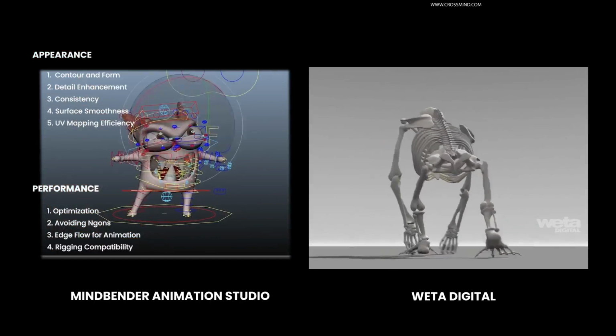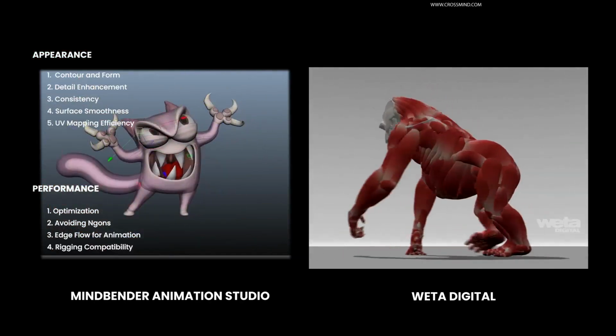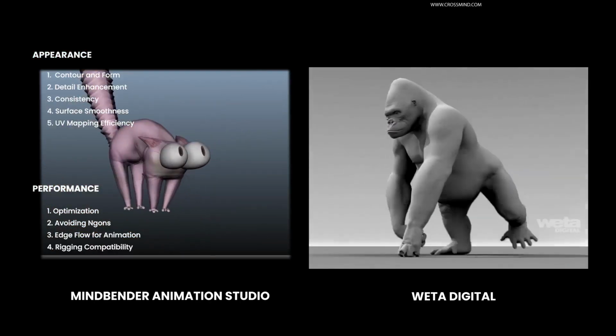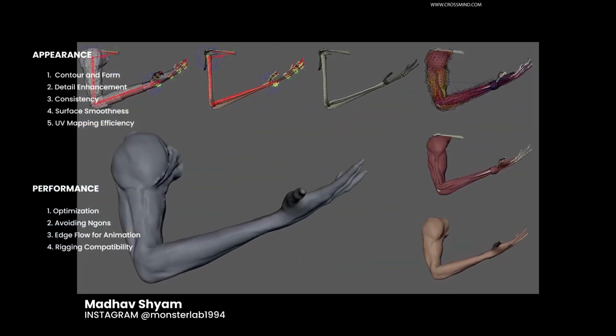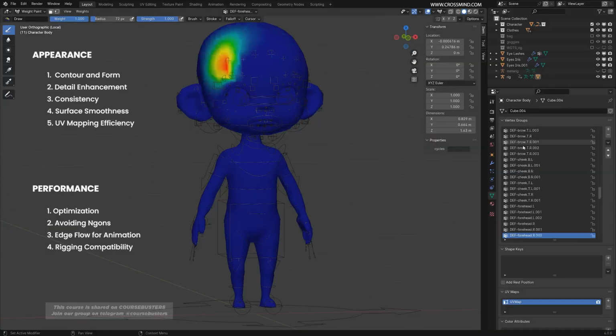Topology that aligns with the intended rigging system contributes to better deformation during character animation. For instance, it matters what kind of rig you're planning to use to decide the topology for your character, whether it's going to be a simple rig or it could be based on a muscle system. So keeping all those things in mind, you will have to make certain decisions about the topology of the character.